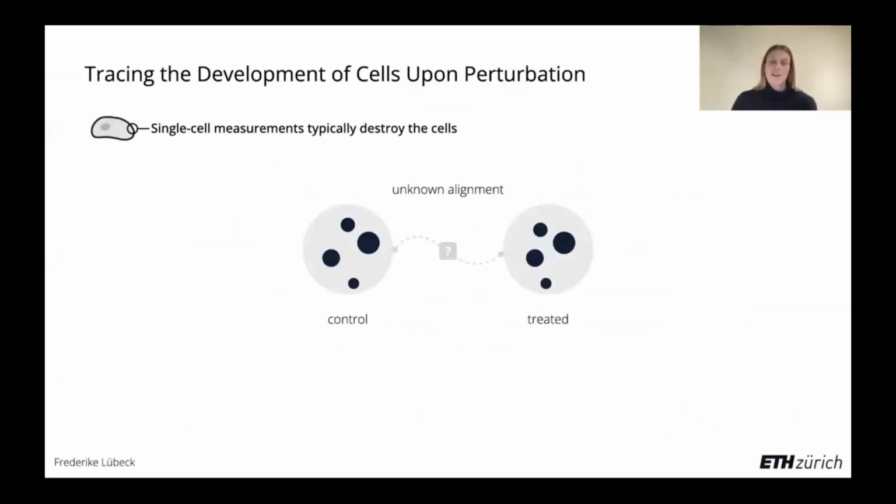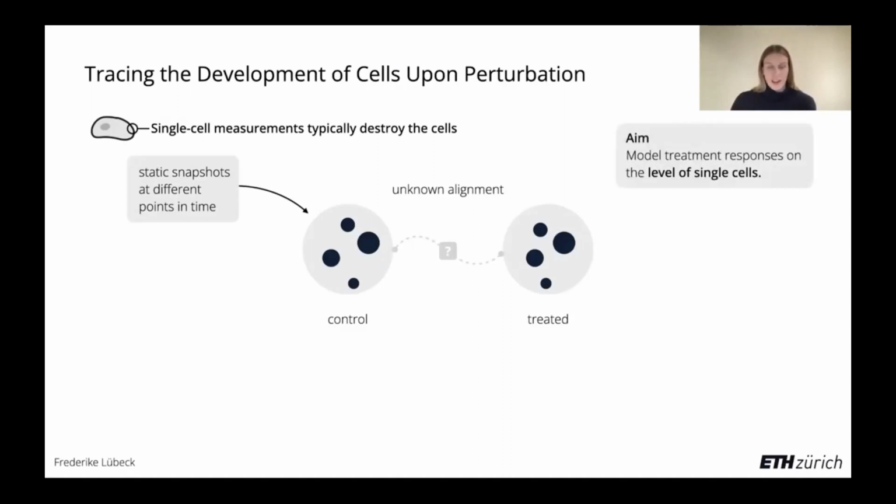Tracing the development of cells upon perturbation is a major challenge in biology, and the reason for that is that whenever we measure a cell, for example with RNA sequencing or microscopy imaging techniques, we typically destroy the cell. Thus, we will end up with multiple unaligned snapshots, which are samples of a cell population at different points in time, typically before and after some treatment. However, our goal is to understand the effect of treatments, such as drugs, on the level of single cells.